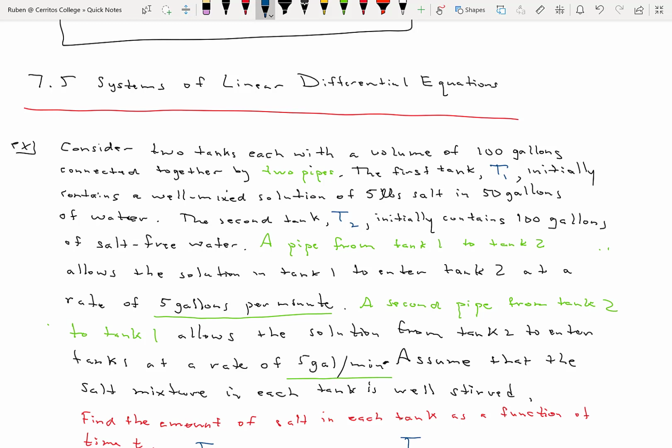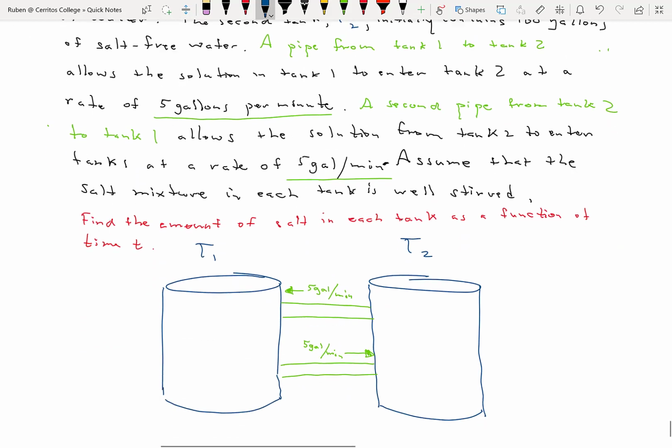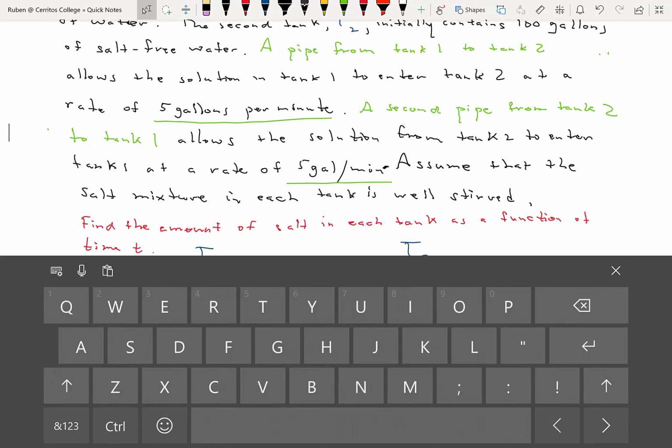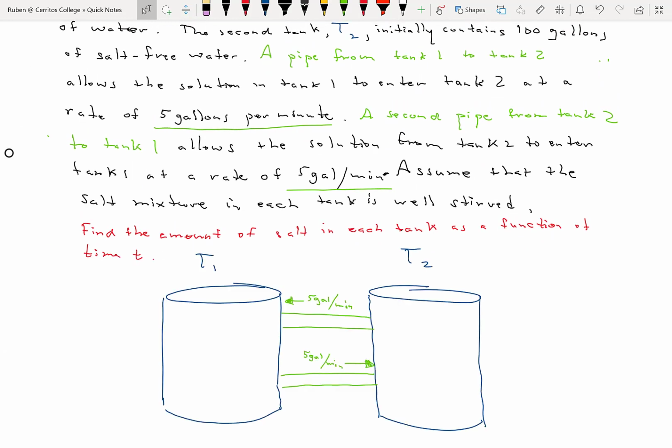So consider two tanks, each with a volume of 100 gallons, connected together by two pipes. So I'll stop there for a second. Right below I drew those two tanks. The tanks are tank 1, T1, and tank 2, T2. And they're connected with two pipes that allow liquid to be exchanged between them. So if you haven't guessed, this is a mixture problem, but we have two tanks instead of one tank. I think in chapter 3 we had 3.6, I think it was, we had one tank.